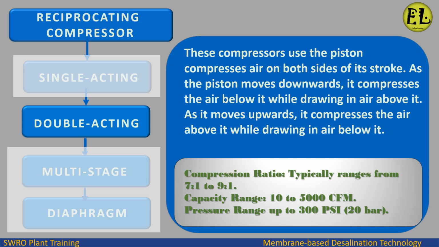Compression ratio typically ranges from 7:1 to 9:1. Capacity range, 10 to 5,000 CFM. Pressure range up to 300 PSI, 20 bar.